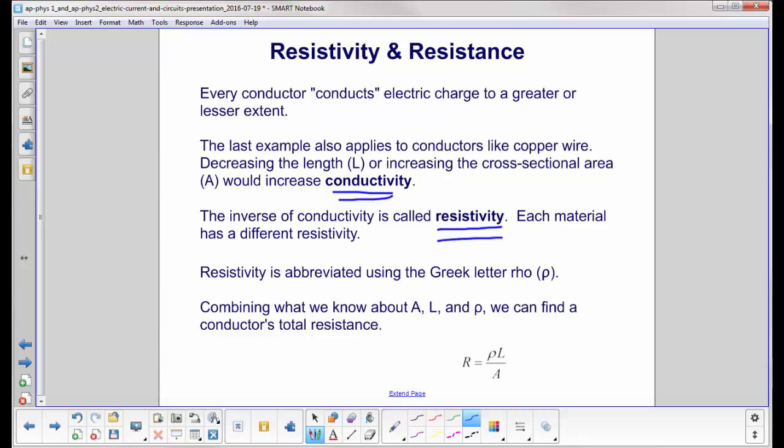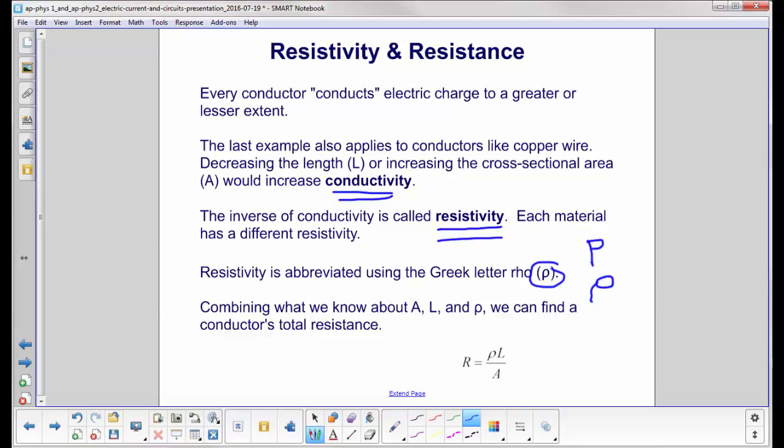Each material, depending on what it's made of, will have a different resistivity. You might imagine that copper would have a very low resistivity, as that's what we use in wires, and glass would have a high resistivity. Current doesn't flow well in glass. We will abbreviate resistivity with the Greek letter rho right here. Very similar to a P, but a rho is a little more curvy, okay? And you use that for resistivity.